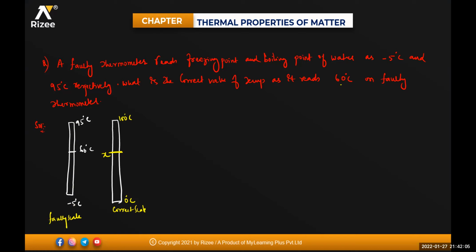Shall I give the options for you? The first option is 60 degrees centigrade. The next option is 65 degrees centigrade. The third one is 64 degrees centigrade. And the fourth one is 62 degrees centigrade. So anyone can try this question.